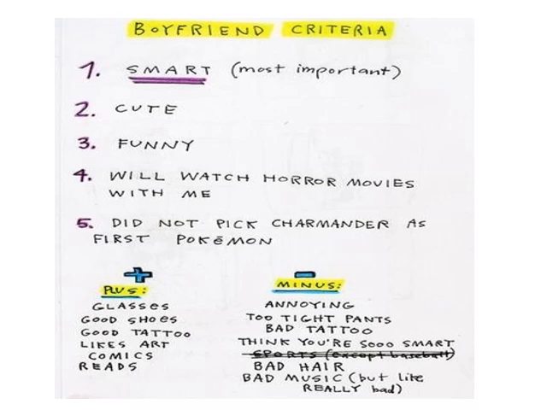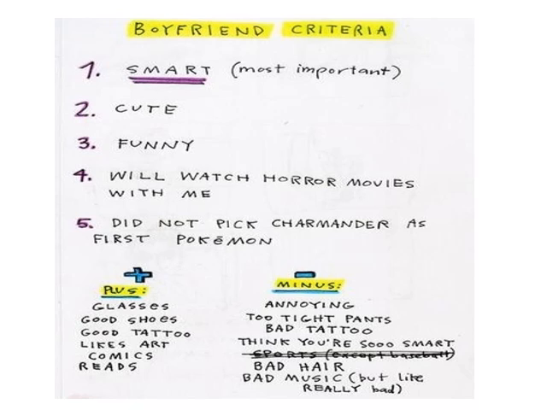Pluses included glasses, good shoes, good tattoos, likes art, comics, and reads. Minuses: annoying, too tight pants, bad tattoos, thinks you're so smart. Started to say sports but decided against it, bad hair, bad music, but like really bad. Again, what we're looking at is that we now not only have the criteria for this person's boyfriend, we also have a little bit of rank order. We have the 5 most important things, and these are probably the most important things to measure if you were trying to make an informed choice.